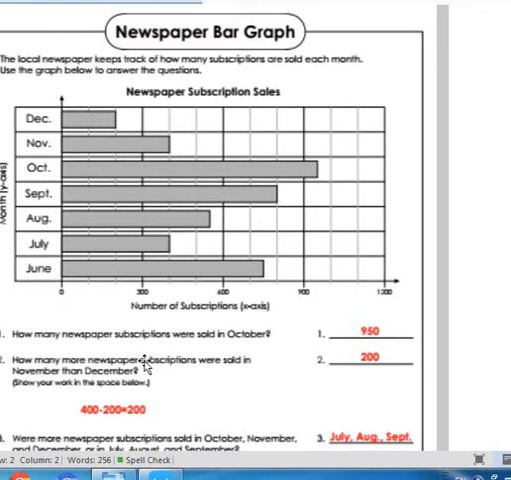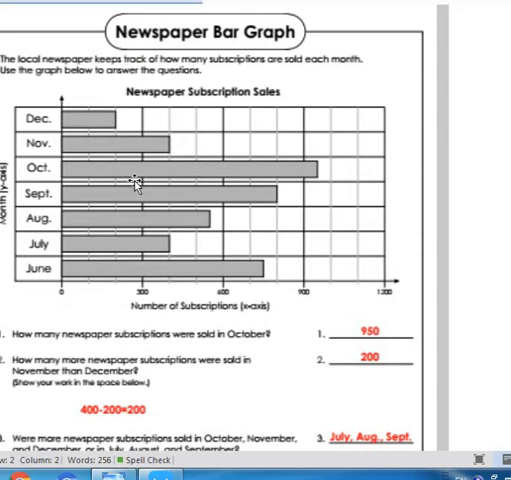How many newspaper subscriptions were sold in October? Okay, going to October and then going to the bar to see. Yes, this is 950. 950. How many more newspaper subscriptions were sold in November than December?